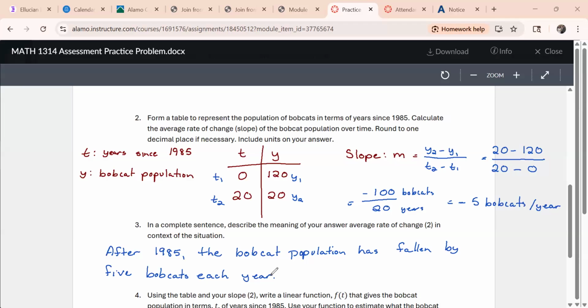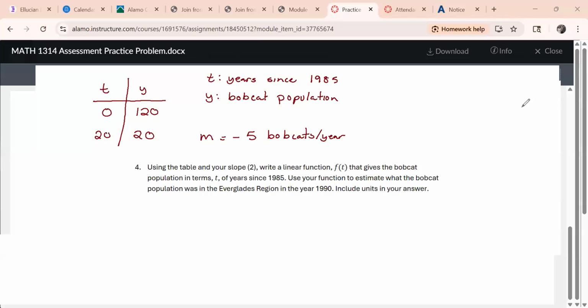So we have one last question. So let me restructure everything and we'll do question 4. Okay, number 4 is going to use the data that we had before. So some of the work we've already done. So we're going to use the table and your slope and write a linear function, which we're going to call f(t), that gives the Bobcat population in terms of t, years since 1985. Use your function to estimate what the Bobcat population in the Everglades region in the year 1990 would be. And you once again want to include units in your answer.